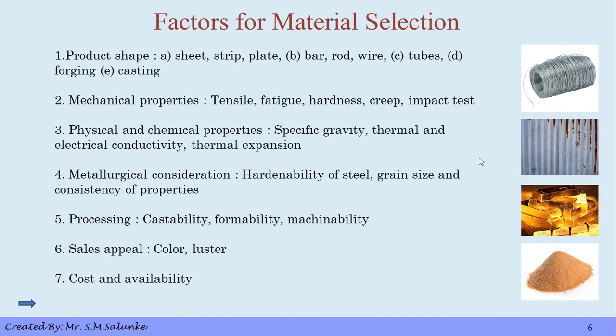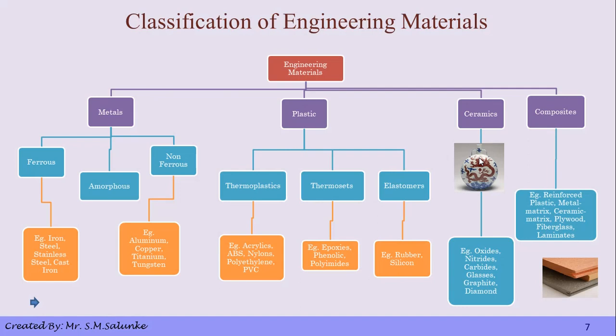Moving on to the next, let's discuss the final topic of this lecture, that is classification of engineering materials. Engineering materials are classified into four main types, that are metals, plastic, ceramics, and composites. Metals are further classified as ferrous, non-ferrous, and amorphous. Ferrous metals are the ones with iron in them. In other words, ferrous metals are the metals which are attracted towards magnets.